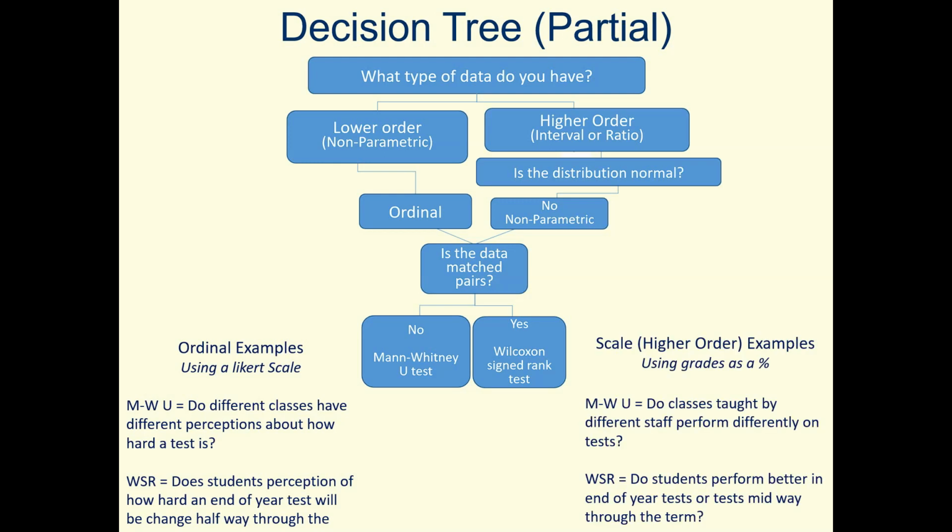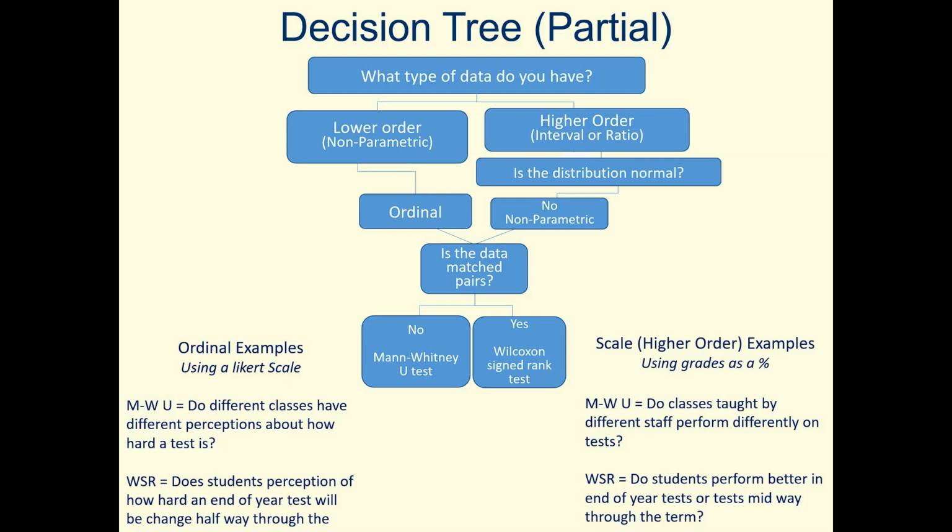If I went with a higher order type approach, then I would need some data that is going to fit into that scale type measurement. A classic example would be the percentages that are actually achieved in a test. So for the Mann-Whitney U test, which needs the data to be not matched pairs, I could perhaps have two different classes that are covering the same curriculum but are taught by different staff, and we could look at how the students perform to see if there was any difference in the actual grades that were awarded.